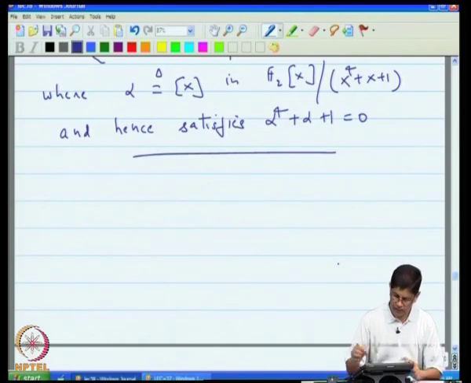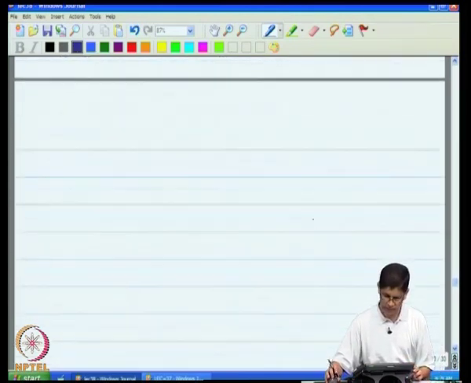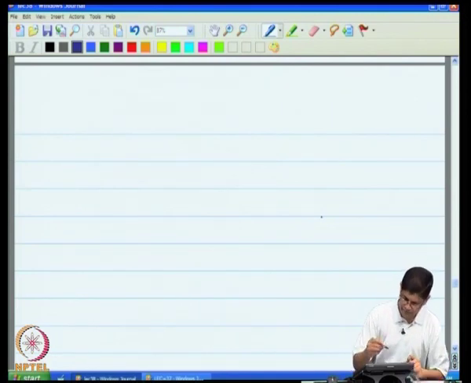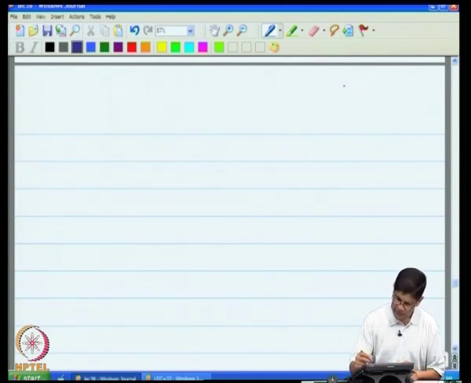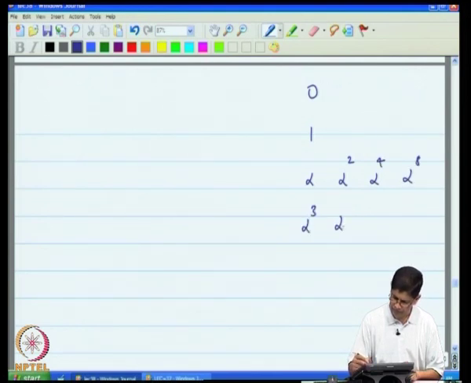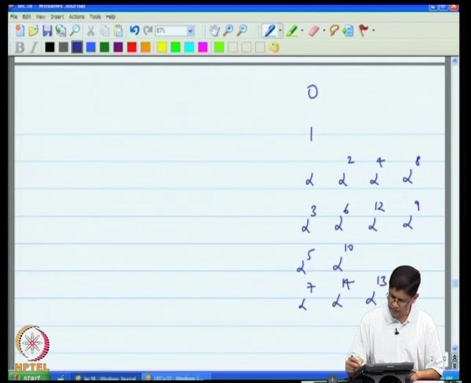Now, it turns out that you can organize the elements in the finite field in the following way. You take the element 0, you have 0, 1, alpha, alpha squared, alpha 4, alpha 8, alpha cubed, alpha 6, alpha 12, alpha 9, alpha 5, alpha 10, alpha 7, alpha 14, alpha 13, alpha 11.